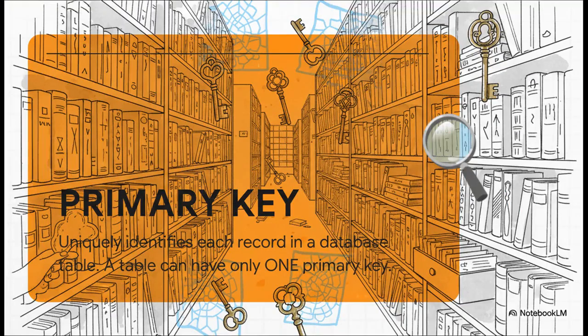All right, the absolute most important rule is the primary key. So what is it? A primary key is just a special column that gives every single row, so every single book on our shelf, a completely unique ID. Just think of it like a book's official library number. No two books can ever have the same one. This is the thing that guarantees you can always find the one specific record you're looking for.